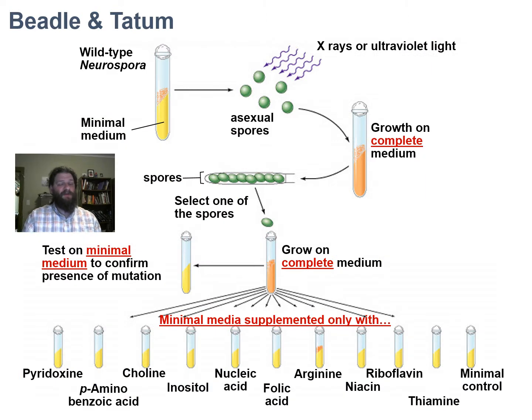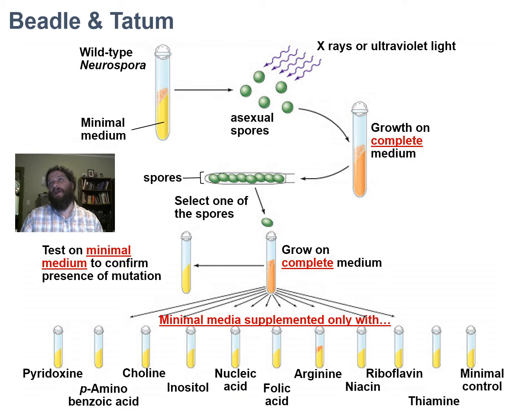The experiment that Beadle and Tatum performed is kind of intricate and kind of elegant and kind of neat. What they did is they took a bread mold, Neurospora. One of the cool things about Neurospora is it reproduces asexually, so we can get some asexual spores that have the same exact genes as their parents. And the other thing that Neurospora can do is it can grow in what's called minimal medium.